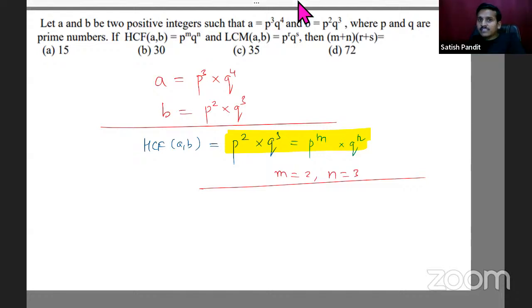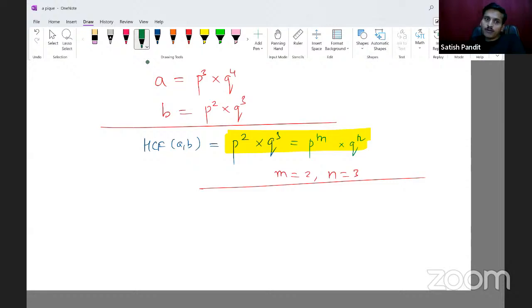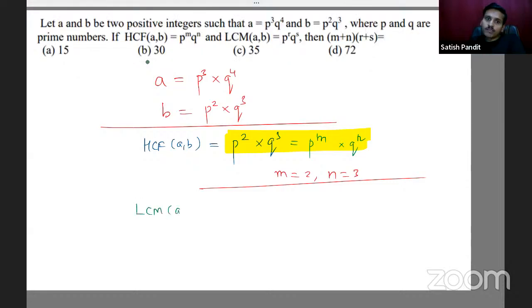Next, LCM of A comma B is what? While taking LCM, don't take common. You don't have to take common. Here, there is common actually, but you don't have to take common. You take all the prime factors and put the highest power.